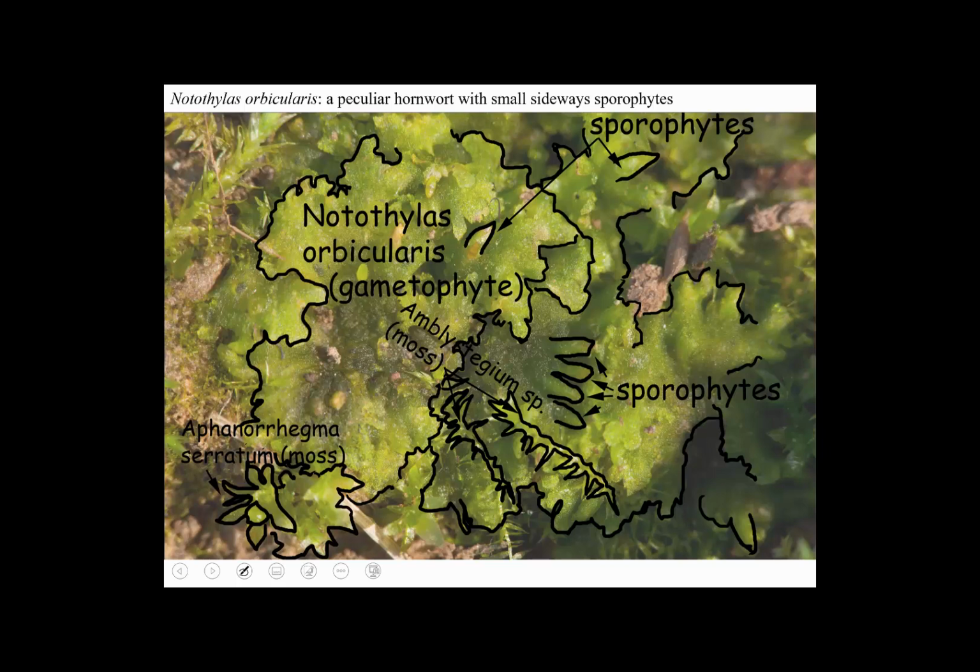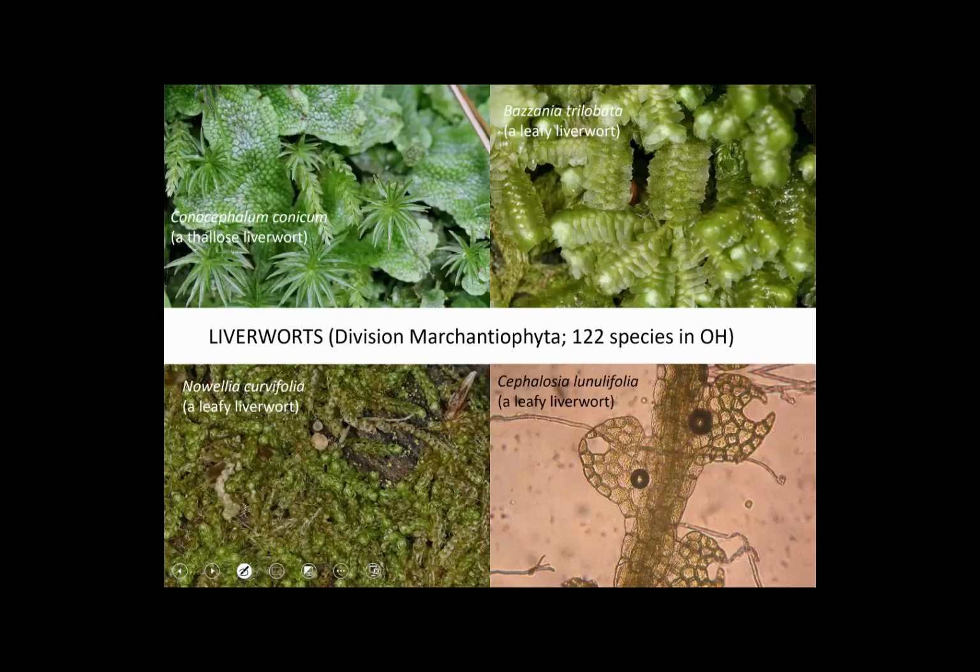Hornworts are uncommon. Both of them often grow in disturbed sites, like drainage ditches and the edges of farm fields, and sometimes on rocks and streams.